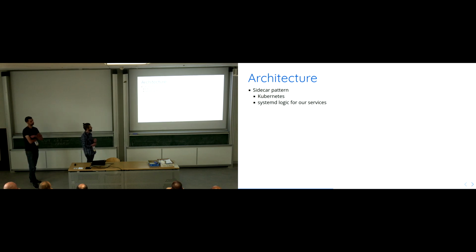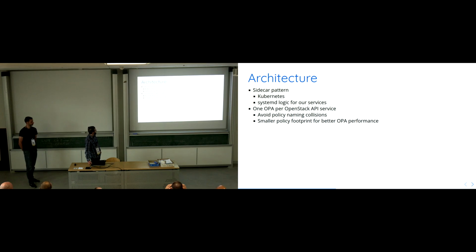Technically, OPA itself suggests deploying it in a sidecar manner, so that you deploy the OPA instance as close to your code as possible. Because of the REST API call, you want to keep the latency as low as possible. Sidecar in Kubernetes is very easy. Sidecar in non-Kubernetes is not easy. What we are doing is basically just a systemd unit with the container, running on the same localhost for every service. So everywhere where we have an OpenStack service, we also have a dedicated OPA container. One OPA per OpenStack API service.